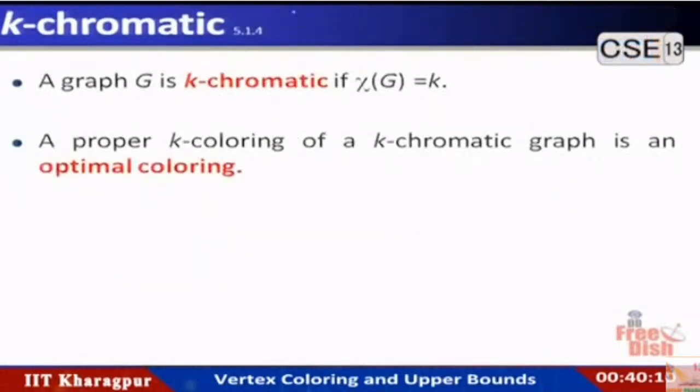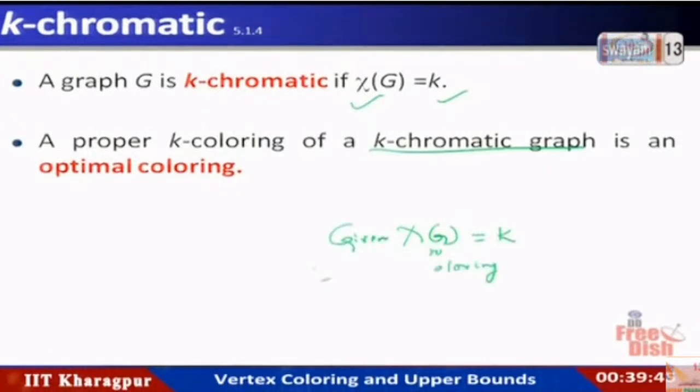So with this, let us see the definition of a chromatic number of a graph. A graph G is K chromatic if the chi value of G is equal to K, that we have already seen. A proper K coloring of a K chromatic graph is an optimal coloring. Again I am explaining it. If a graph is a K chromatic graph, that means the chromatic number of a particular graph is, let us say, K. If we obtain a proper K coloring of a graph with chromatic number K, then it is called an optimal coloring.